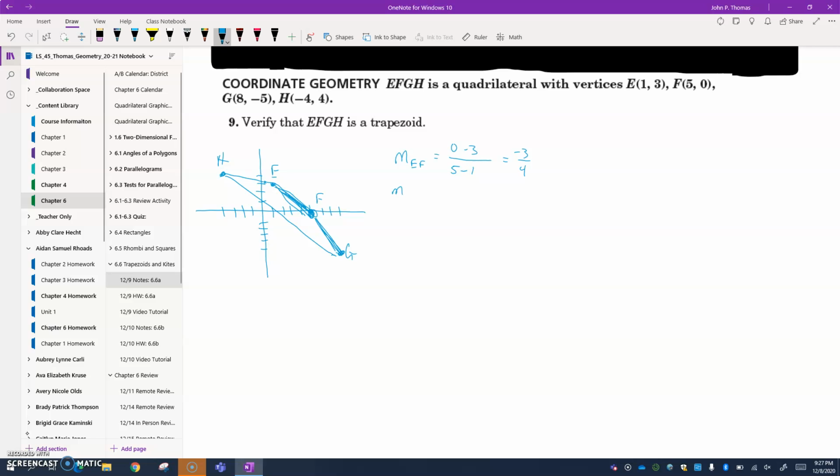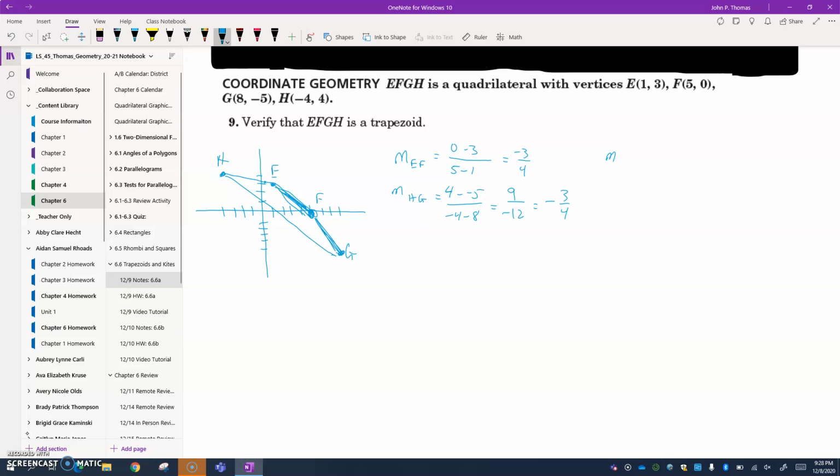Then I'm going to go slope of the opposite side, which is HG. On HG, I've got 4 minus -5 on top, and -4 minus 8 on bottom. That's going to be 4 plus 5, so 9 on top, and -12 on bottom, which if I reduce that, divide out a 3, I've got -3/4. So right there I've got one pair of parallel sides. But I'm going to now confirm that it's not a parallelogram, and it is in fact only a trapezoid.